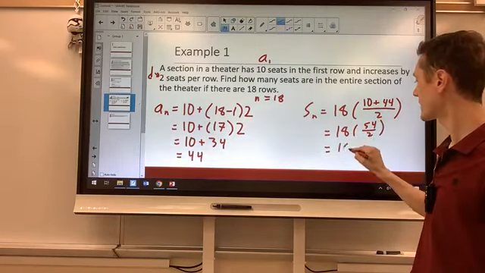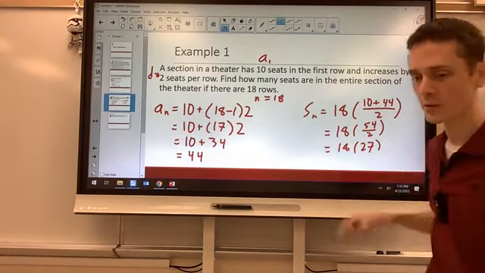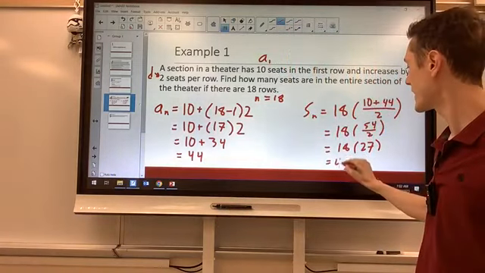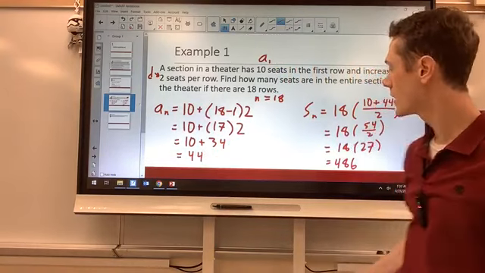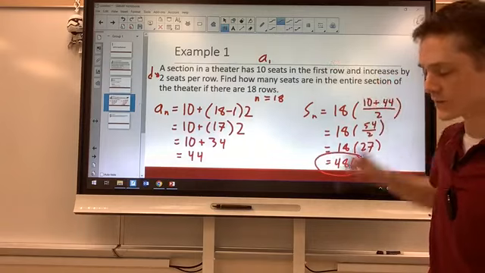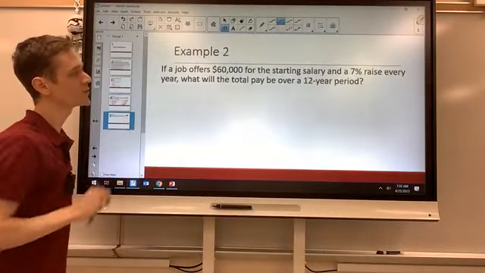So if I leave this as 18 times 27, then at this step you would probably just want to grab a calculator for this. The sum we should get in this case is 486. So I have 44 seats in that 18th row, but I have 486 seats in the entire section of the theater here. Now let's look at a geometric example.